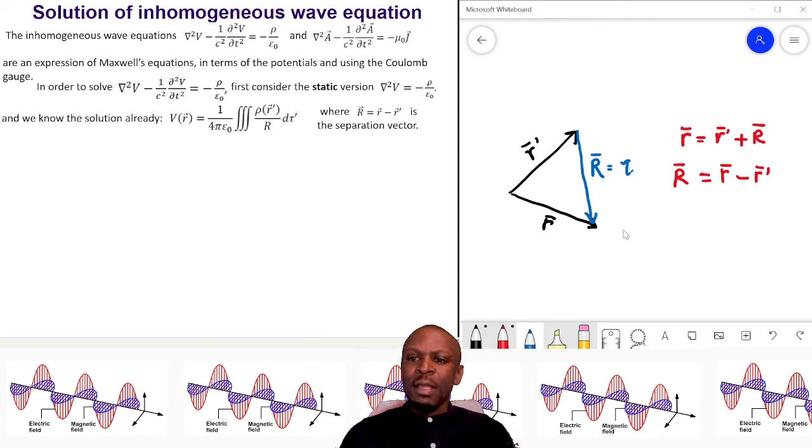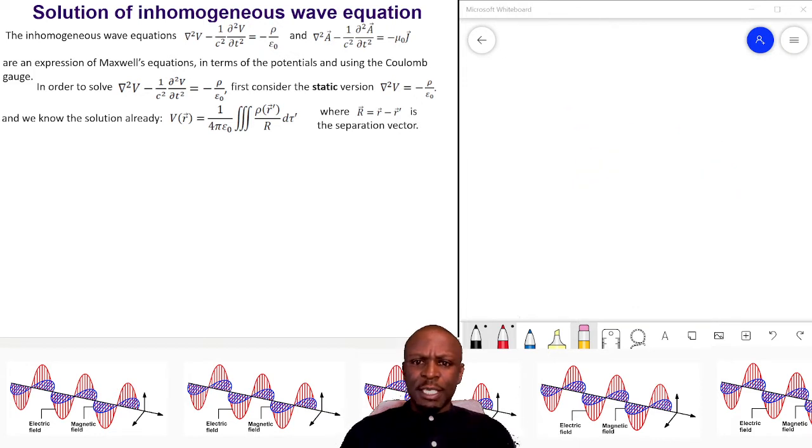From the previous studies, you know that this is the source point. This r prime represents the source point, while this r vector is nothing else but the field point where the field is going to be measured. Now this R here is just the separation vector, and it is given by that.